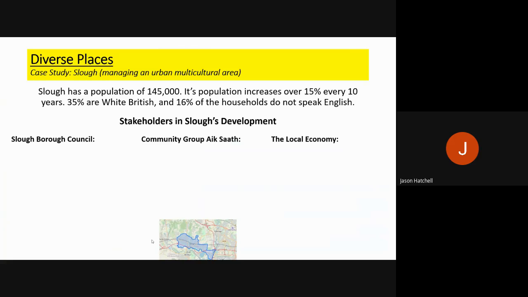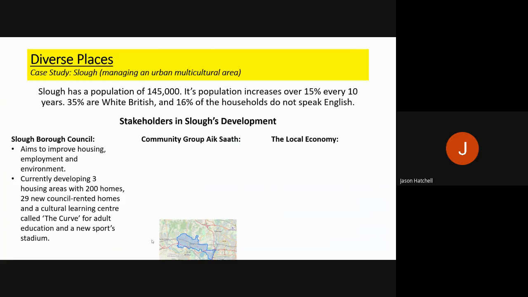Let's start with the Borough Council itself. So, Slough Borough Council has aimed to improve the housing, employment, and the environment of the area, and it's currently developing 3 housing areas with 200 homes, 29 new council rented homes, and a cultural learning centre called The Curve for adult education, and a new sports stadium as well. So, Slough Borough Council is investing heavily in the area to try and improve the infrastructure of the area.